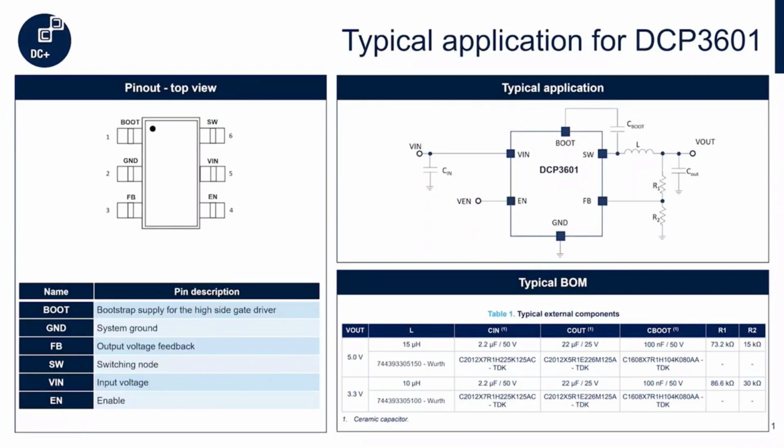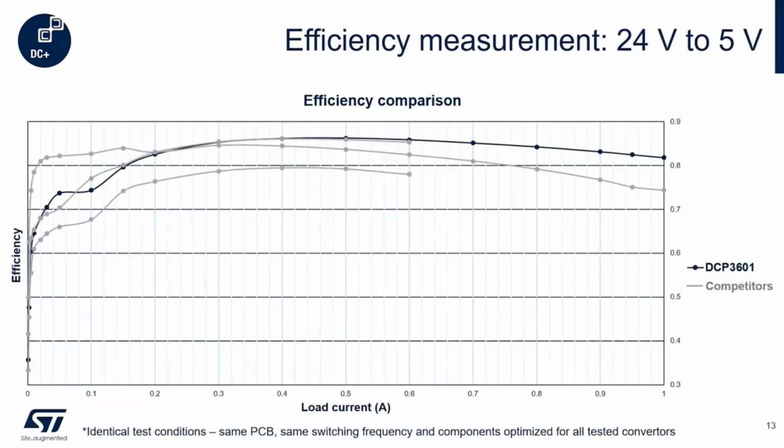It's an adjustable device. So the DCP3601, you can set the output voltage by using a couple of feedback resistors. And we actually include some guidelines on the more popular output voltages like 5 volt and 3.3 volts. So you have a preliminary selection of inductors, input, output, and bootstrap capacitors. So again, we want to make this as easy as possible for customers to use.